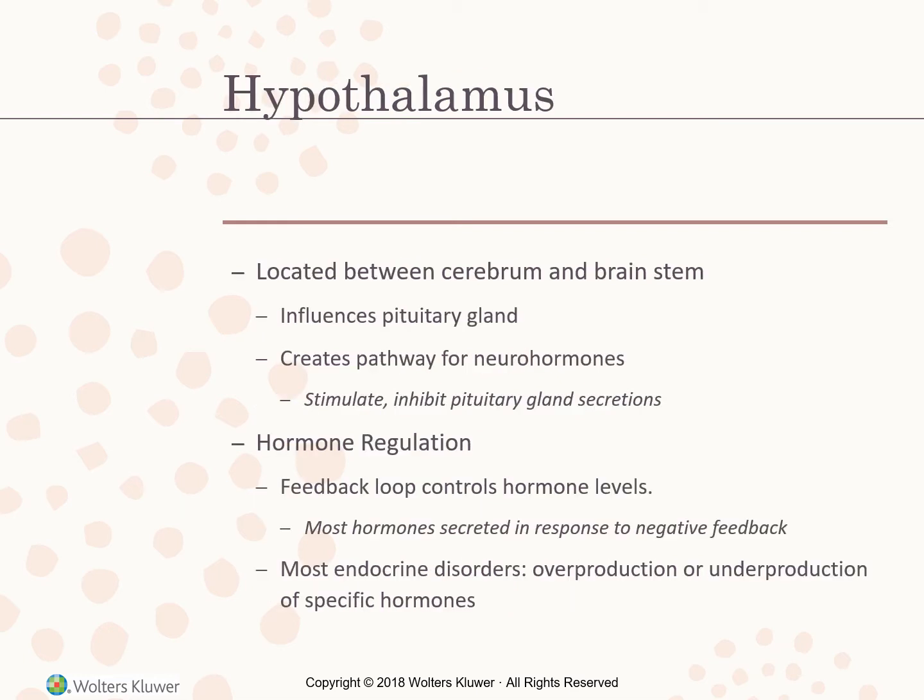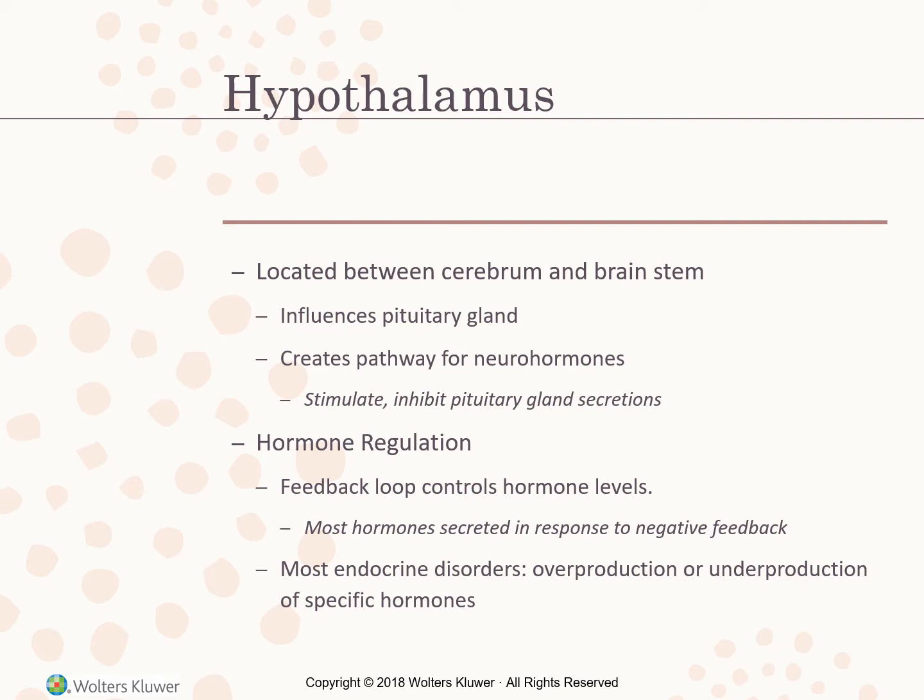So the hypothalamus is a portion of the brain between the cerebrum and the brainstem, and it projects down toward the pituitary gland. Now, this creates a pathway for neurohormones, and neurohormones are also known as releasing hormones or factors that stimulate and inhibit secretions from the anterior and posterior lobes of the pituitary gland. So under the influence of the hypothalamus, the lobes of the pituitary gland secrete various hormones, like the hormones we just talked about in the slide prior.